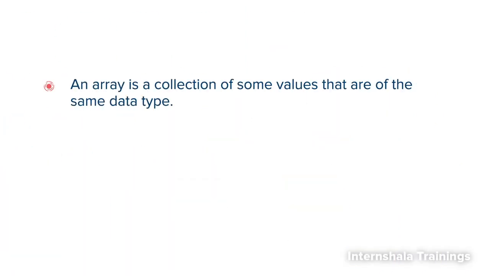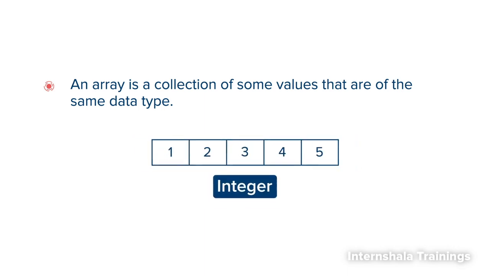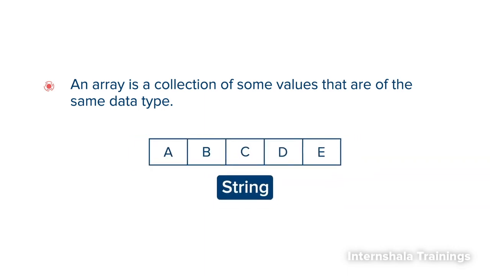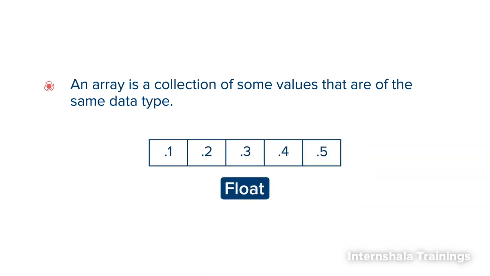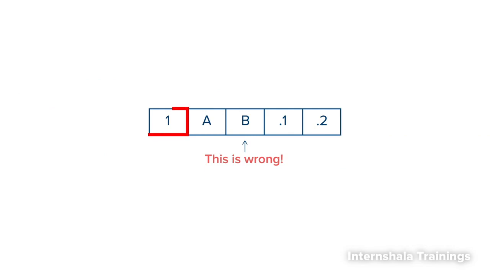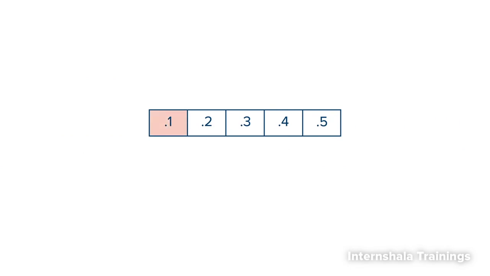An array is a collection of some values that are of the same data type. These values can be an integer, string, float, or anything. But for a single array, the values must be of the same data type. We cannot have an integer, a float, and a string value in the same array. Each value in an array is referred to as an array element.